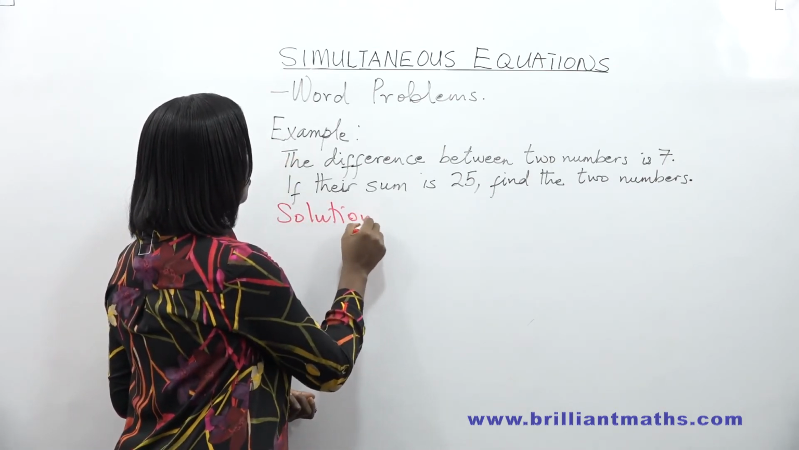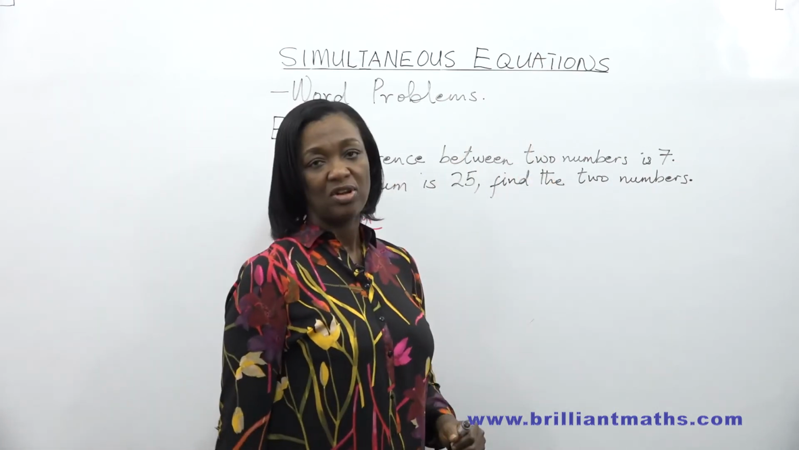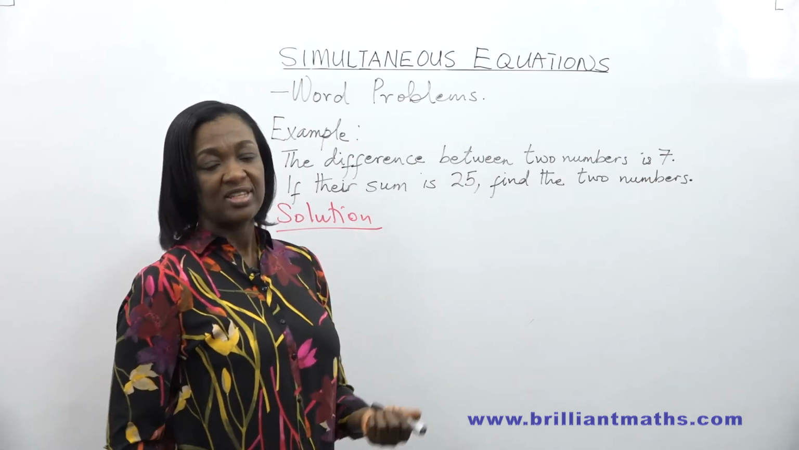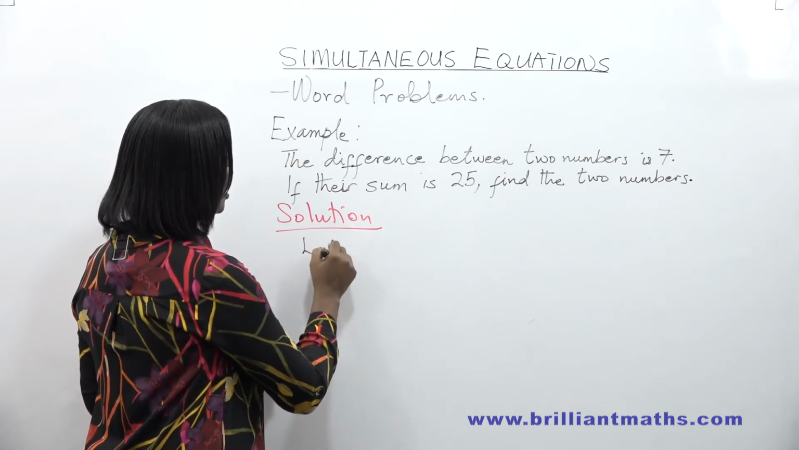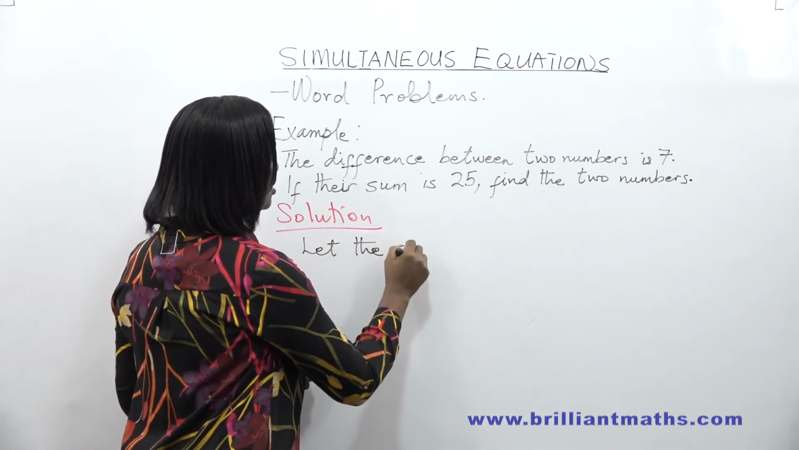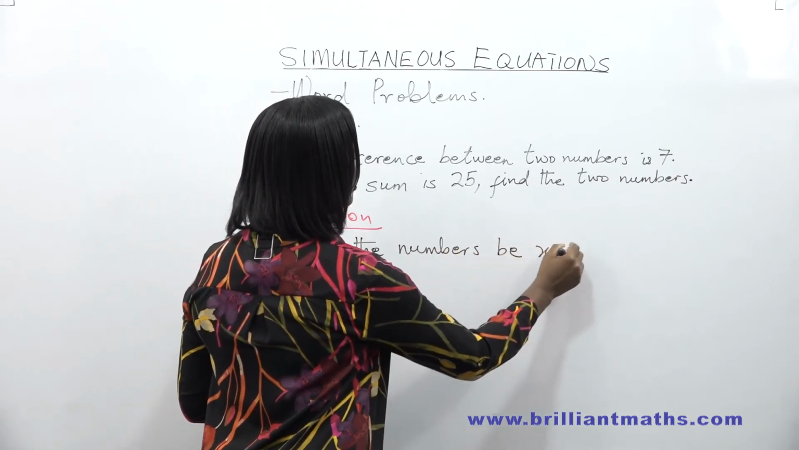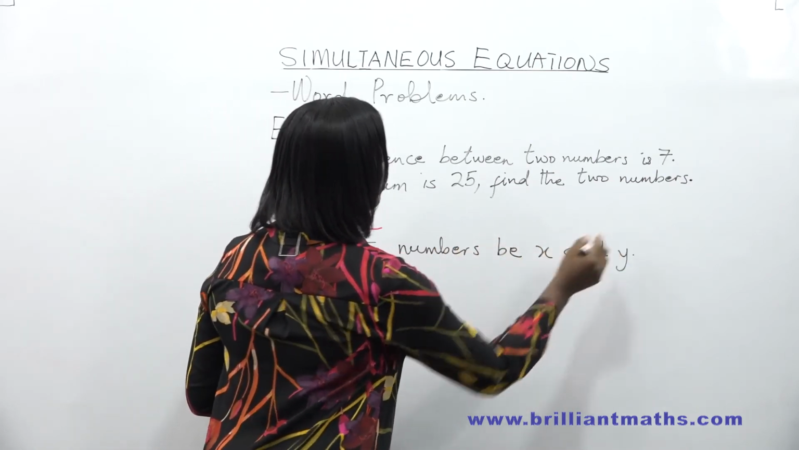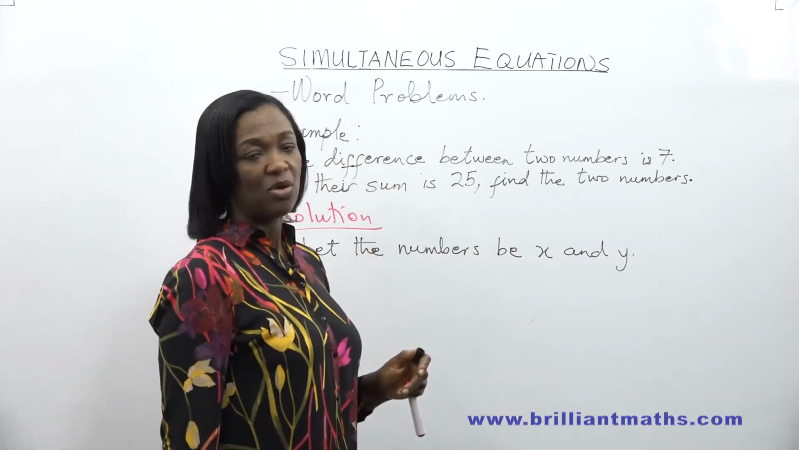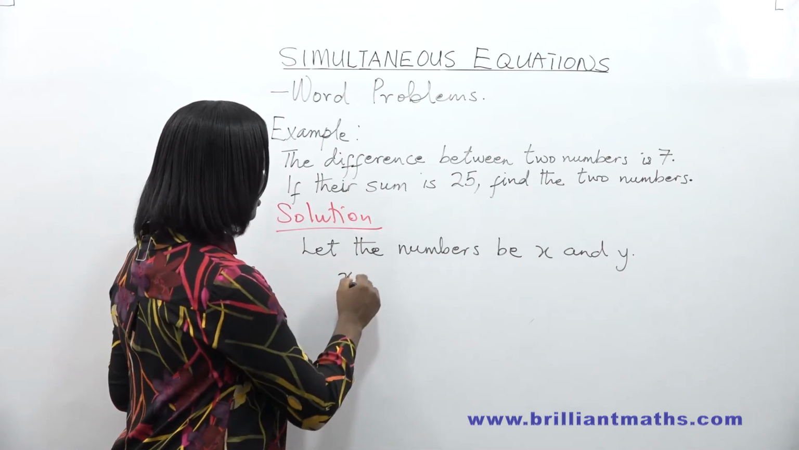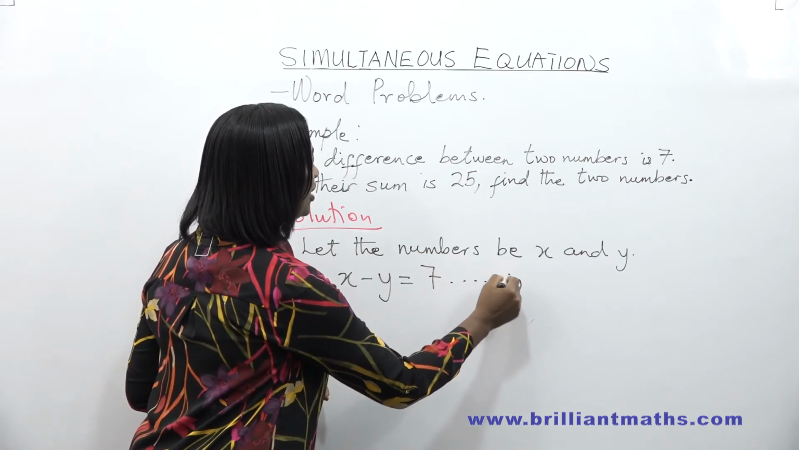Solution. I read the question again. The difference between two numbers is 7. So we say let the numbers be x and y. So the first step, let the numbers be x and y. So the first equation will be difference. That is take away. So we say x minus y is equal to 7. So that's our equation 1.